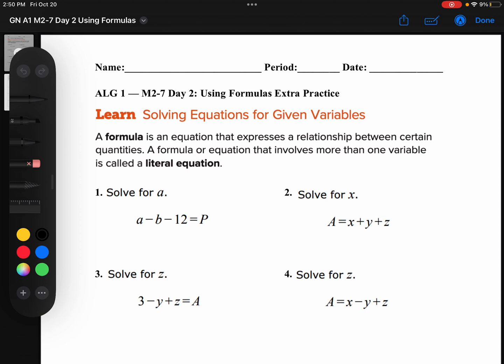So just to recap, a formula is an equation that expresses a relationship between certain quantities. A formula or equation that involves more than one variable is called a literal equation. So we are actually going to be learning how to solve literal equations today.